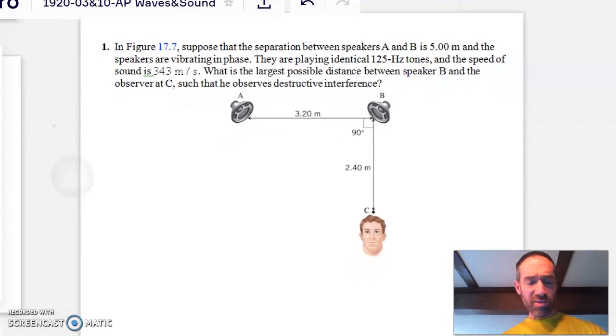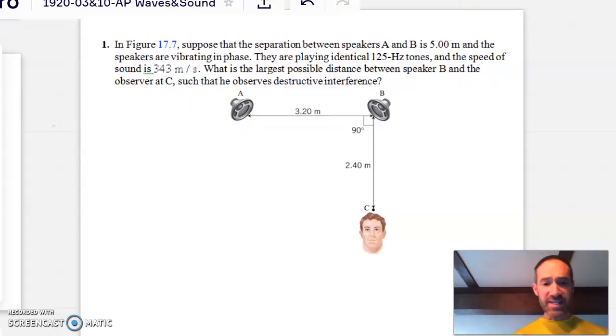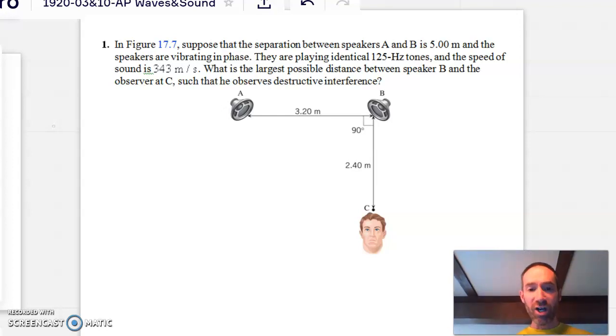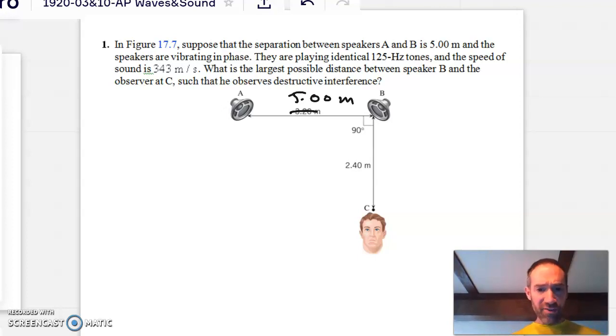This last example is a little bit more challenging, but it is a neat thing and a neat example of interference that everyone can relate to. Here we have 2 speakers, and they're playing an identical 125 hertz tone, which we're going to see later on is a pretty low sound. The speakers are 5 meters apart, and we have an observer down here at 90 degrees. Now, they want us to figure out the farthest distance that he could possibly be, and we can still get destructive interference.